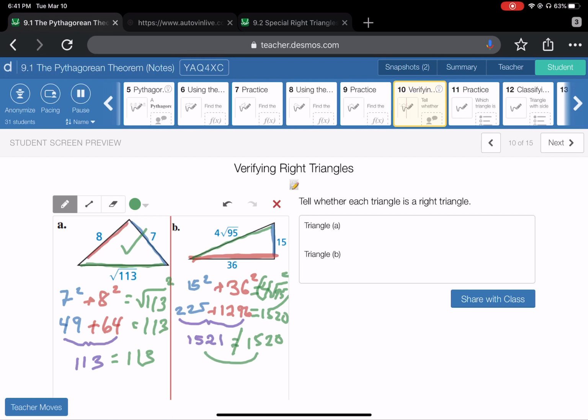Because these three values did not prove our Pythagorean theorem to be true, we can verify that this triangle on the left is actually not a right triangle. Even though it was off by just one, it makes it not a right triangle. It must be equal on both sides of the equation to prove that they are right triangles.